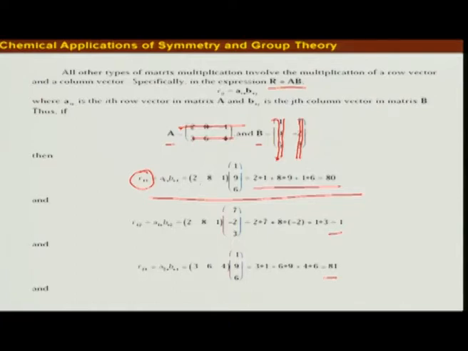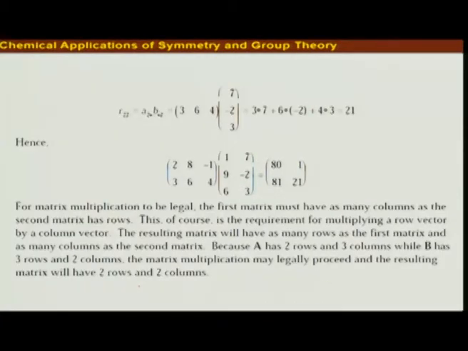So R11, as I said, follows the first row of the first matrix and multiplies with the first column of the second matrix, and R12 will be the first row of the first matrix multiplied to the second column of the second matrix. Okay, in that way it will keep going, and ultimately you will get all the elements of the resultant matrix, and ultimately you have a product like this.